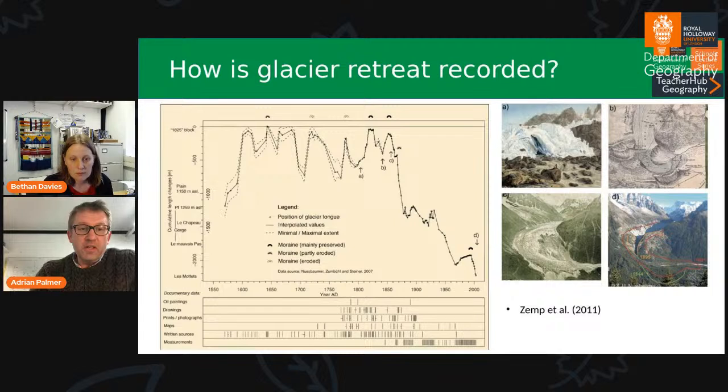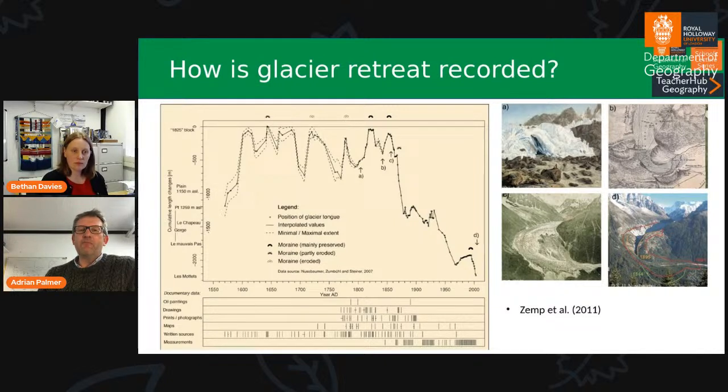But then as we go further back in time, we've got things like written sources, and we have maps, photographs, drawings, and even, I'm quite keen on the oil paintings, as a means where people have actually been able to geo-reference, but basically spot it in the landscape, particular features on the valley sides and the like, and identify where they think the margin is.